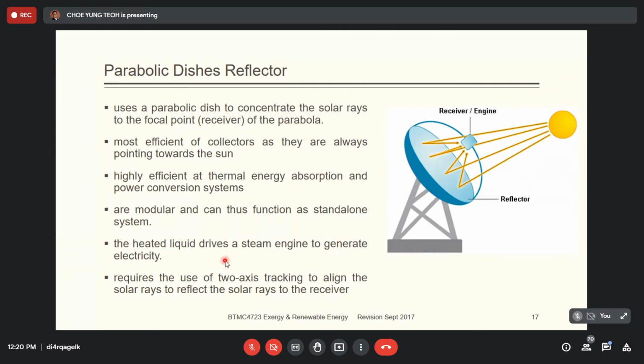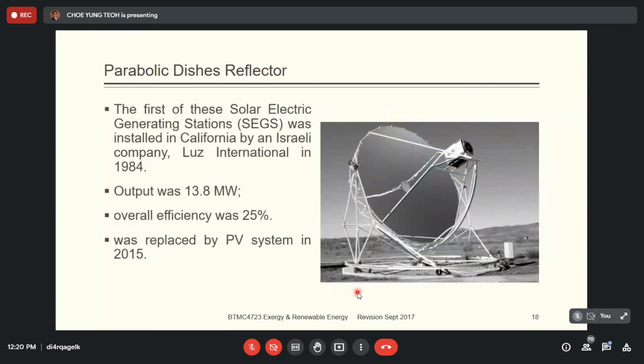The heated liquid drives the steam turbine to generate electricity. This is similar to all types of steam turbine systems. It requires the use of two-axis tracking to align and reflect the solar rays to the receiver. Okay, and this is actually the first of this solar collector, installed in California by an Israeli company, Bruce International, in 1984. Okay, same thing, California.